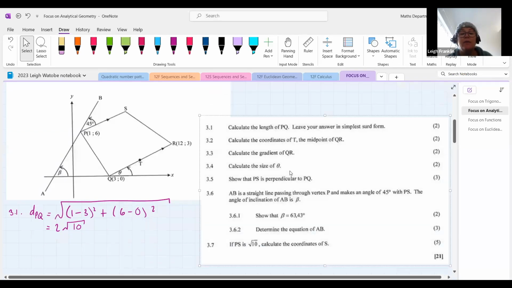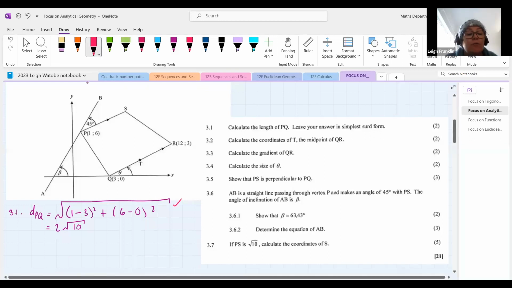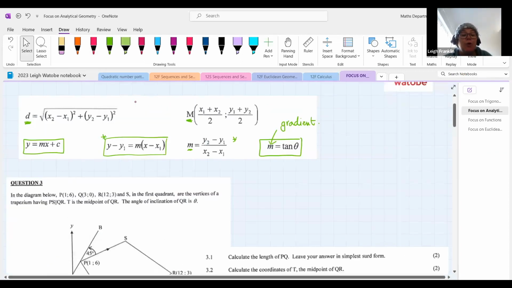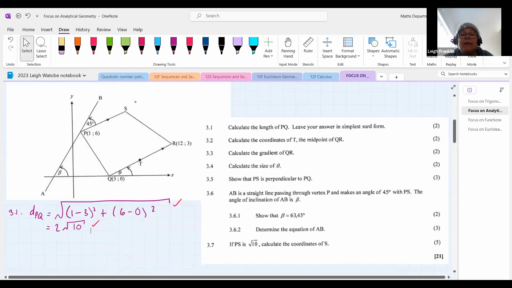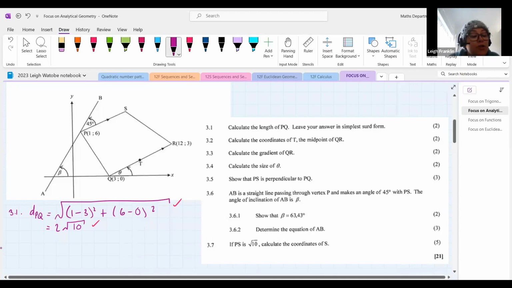Let's move that down a little bit, then we can see the questions and our diagram. Okay, so there would be a mark for subbing in, and then a mark on the answer. That's why it's out of 2. Next thing they want us to do is calculate the coordinates of T, the midpoint of QR. So that's also an easy level 2 question.